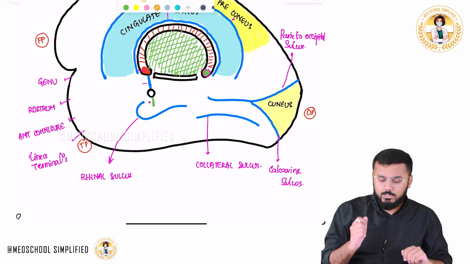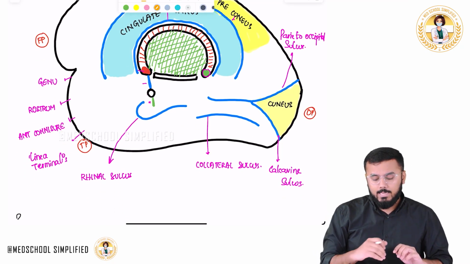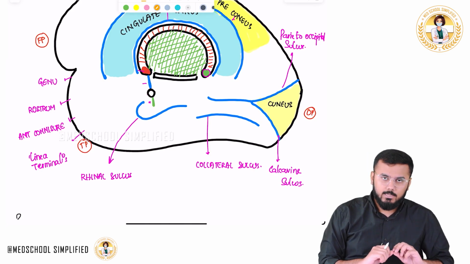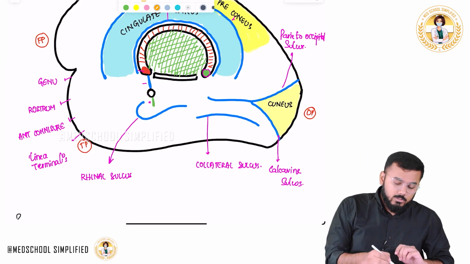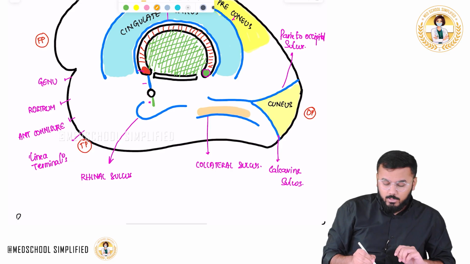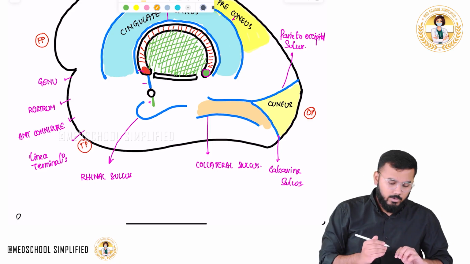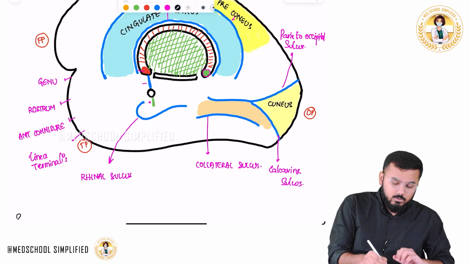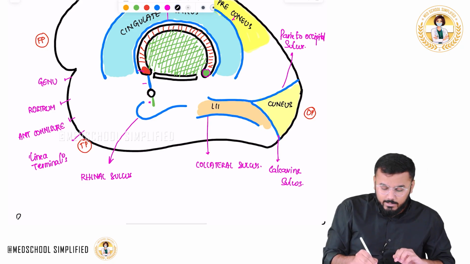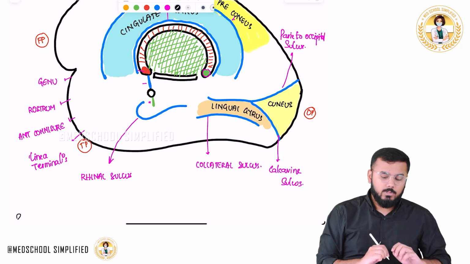So this sulcus which is parallel to the calcarine one is called a collateral sulcus. Okay. Now just above this collateral sulcus, we have got this gyrus which you can see here. This gyrus is in the form of a tongue. So you call this a lingular gyrus. Okay. So what is the name of this? This is called lingular or lingual gyrus. Lingual gyrus or the lingular gyrus, right?